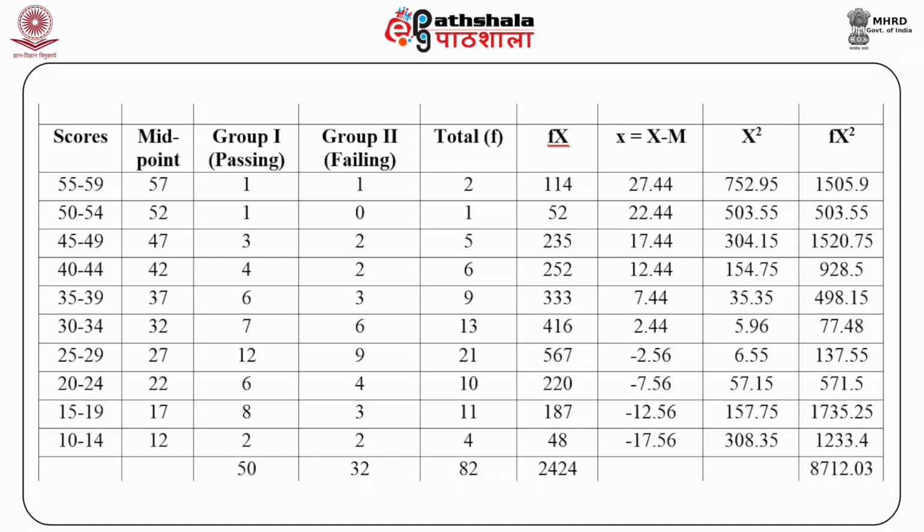When we square these deviations, x square is equal to 752.95, 503.55, 304.15, 154.75, 35.35, 5.96, 6.55, 57.15, 157.75, 308.35, and Fx square is 1505.9, 503.55, 1520.75, 928.5, 498.15, 77.48, 137.55, 571.5, 1735.25, 1233.4, making summation Fx square 8712.03.